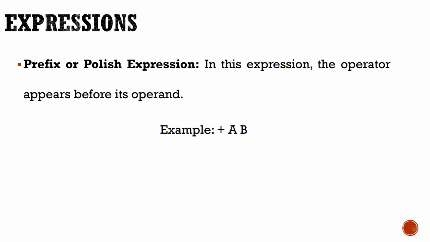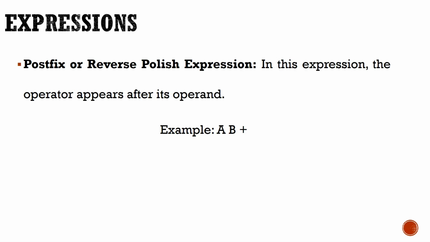The second category of expressions is the prefix or the polish expression. In this expression, the operator is present before the operands. You can look at the same example over here. First, we have the plus followed by the operands A and B. That is, the operator is written first, then the operands A and B. Such a type of expression we call the prefix or polish expression.